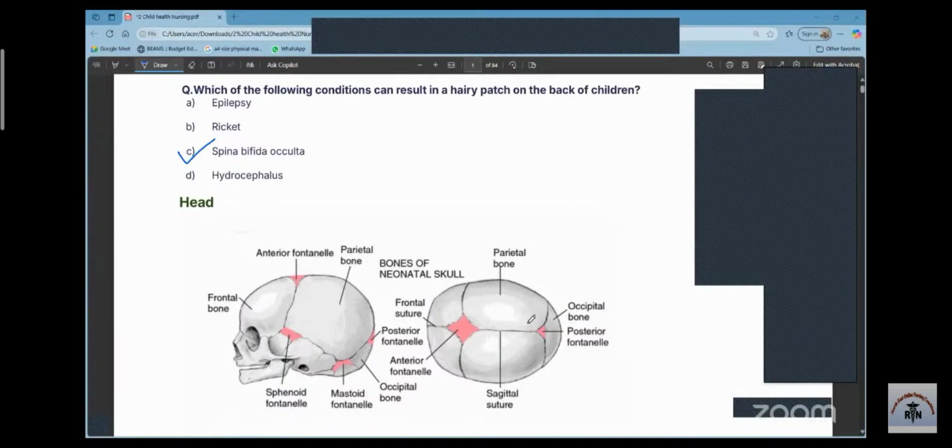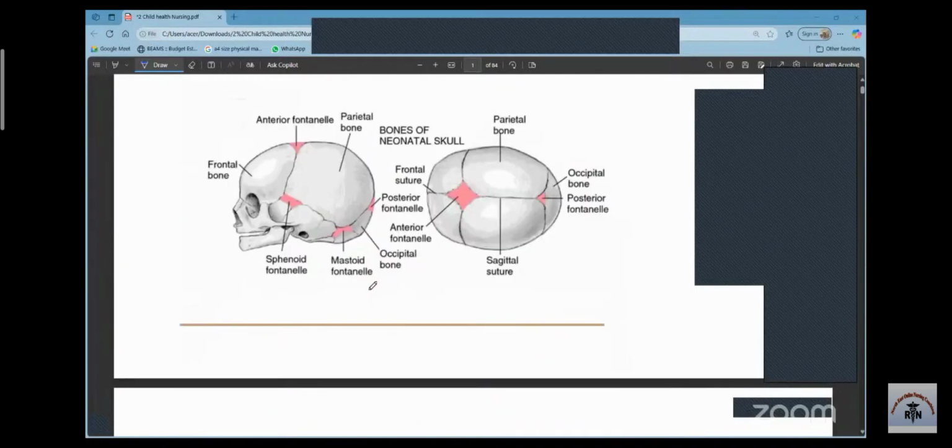We have the anterior fontanelle and the posterior fontanelle. Then we have two sphenoidal fontanelles, on either side, on the left side and the right side. And then we have two mastoid fontanelles, on the right and on the left. So in total we have six fontanelles. Is everyone clear?